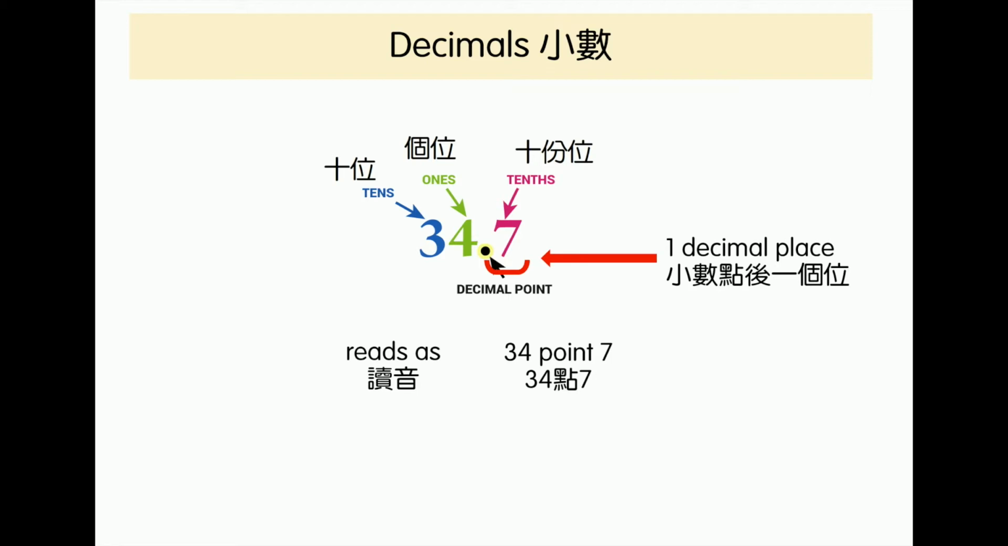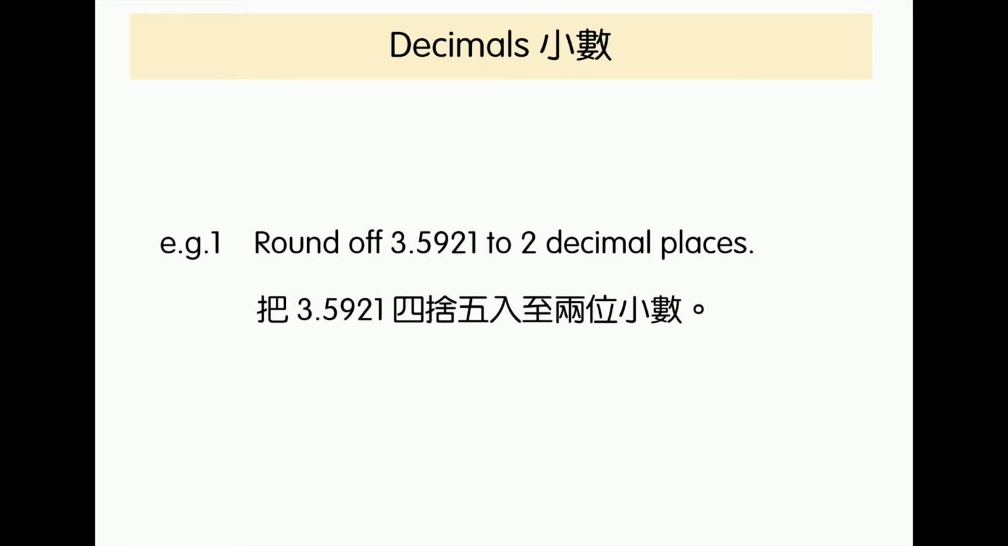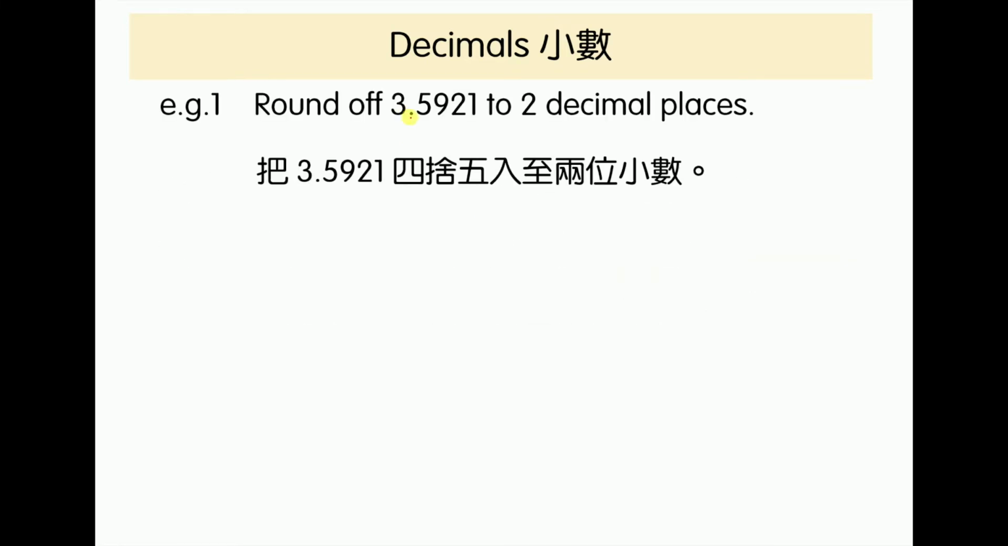Sometimes the question would ask us to round off to a specific digit, so we need to be careful about this. For example, round off 3.5921 to 2 decimal places. This means keeping the 2 digits behind the decimal point, which is these two numbers. 2, the number behind 9, is too small, so we can directly cross it out. So the final answer is 3.59.